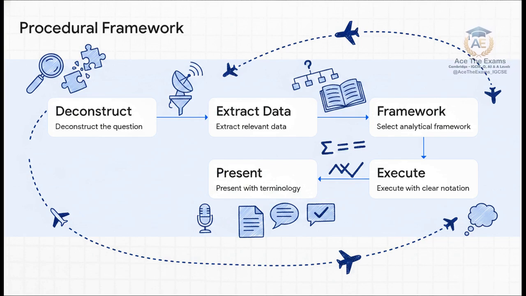Step 2, extract the relevant data, meticulously tracking your variables. Step 3, select your analytical framework. Like, ask yourself, are you utilizing the normal approximation for the binomial distribution here? Step 4, execute your analysis with absolute crystal clarity. Deploy your standard error calculation, the square root of p times 1 minus p over n, and ensure your upper and lower bounds are stated distinctly. And finally, Step 5, present them using the correct terminology. Follow this sequence, and I promise you, this is your stabilized flight path.